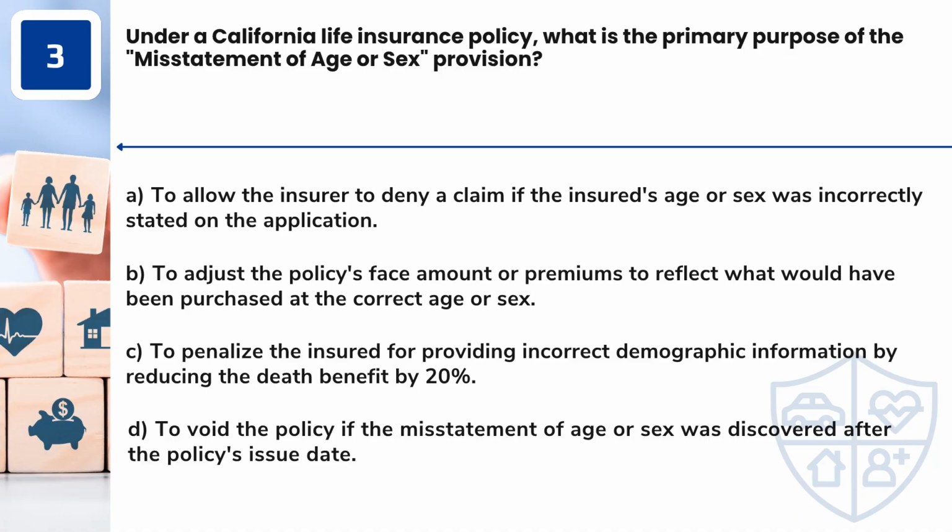Question 3. Under a California life insurance policy, what is the primary purpose of the misstatement of age or sex provision? A. To allow the insurer to deny a claim if the insured's age or sex was incorrectly stated on the application. B. To adjust the policy's face amount or premiums to reflect what would have been purchased at the correct age or sex. C. To penalize the insured for providing incorrect demographic information by reducing the death benefit by 20%. D. To void the policy if the misstatement of age or sex was discovered after the policy's issue date.